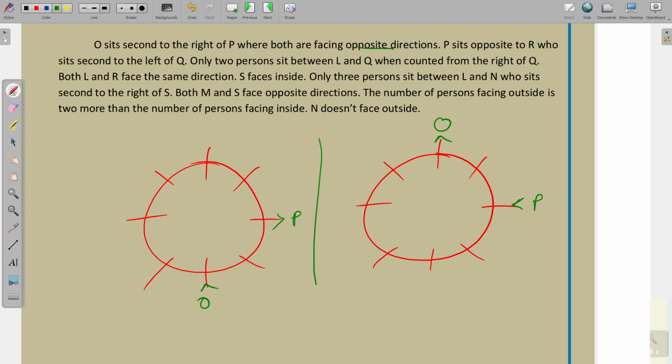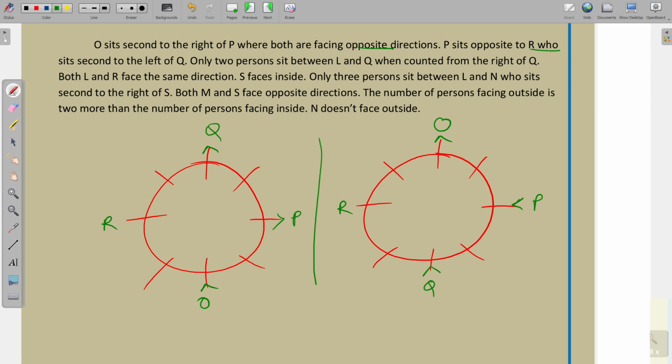P sits opposite to R, who sits second to the left of Q. So P is opposite to R, R here and R here. R who is second to the left of Q. Already here O is there. If Q is taking here, Q is outside and R is second to the left of Q. Suppose if Q is placed here, Q facing inside, R is second to the left of Q.